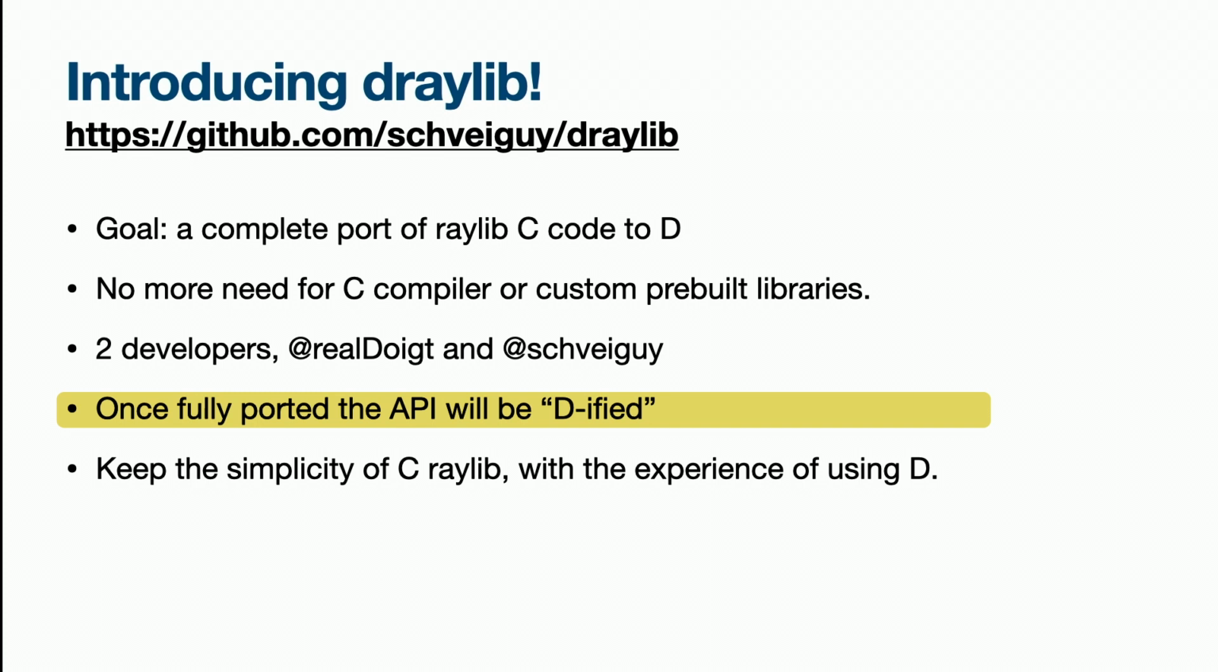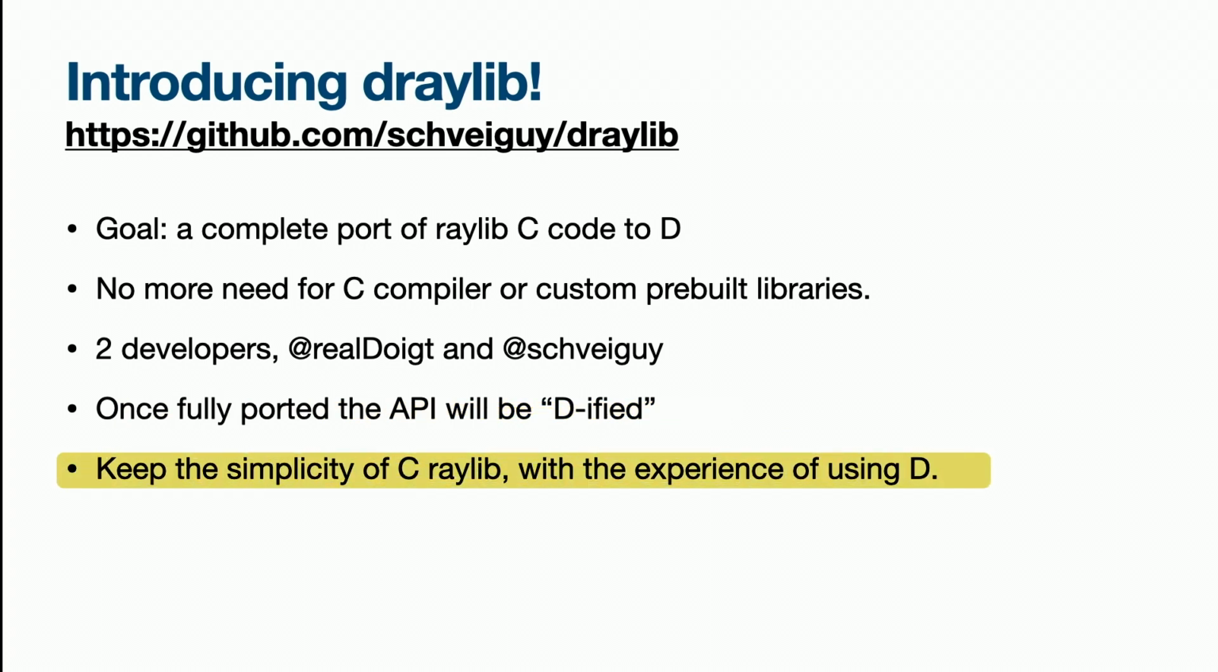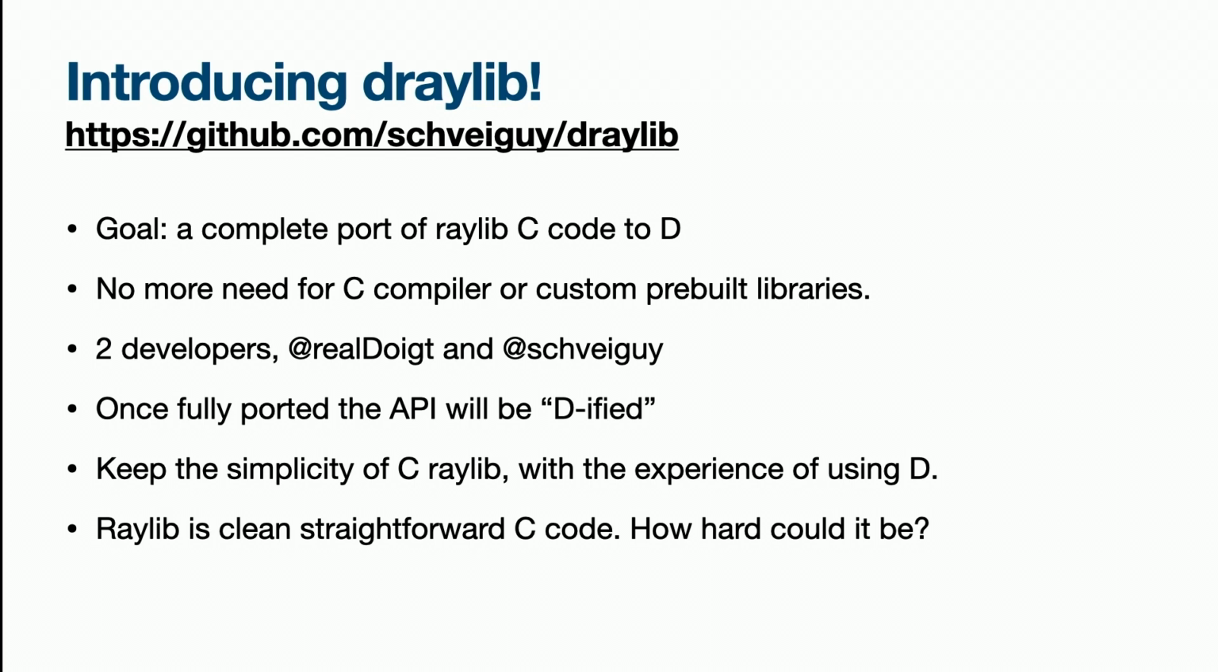And once fully ported, right now we're just porting it, the API will be deified, meaning that I'm going to take out all the C crap and put D in its place. But we want the simplicity of raylib. I really like raylib, the C library, because it's very easy to read and understand. The API is pretty simple. It just is missing some things like operator overloads, those kinds of things that make the code read nicer. So yeah, how hard could that possibly be?